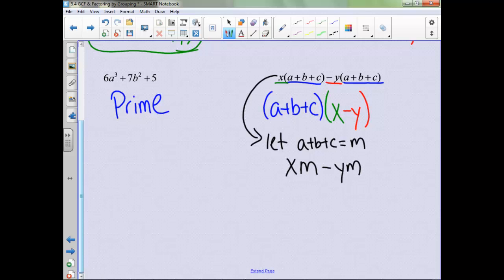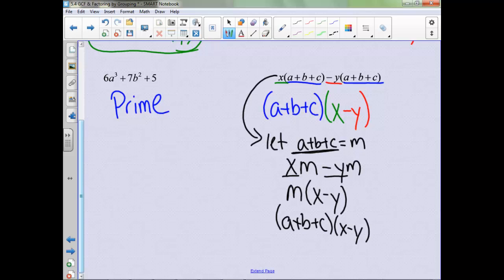Well, now your GCF that you can take out is m, and we're still left with the x minus the y. But we had this as our substituting for m, so instead of m, we'd have a plus b plus c times x minus y. And notice these are the same thing, which is what we want. So it doesn't matter which way you do this. It's whatever way you can see.